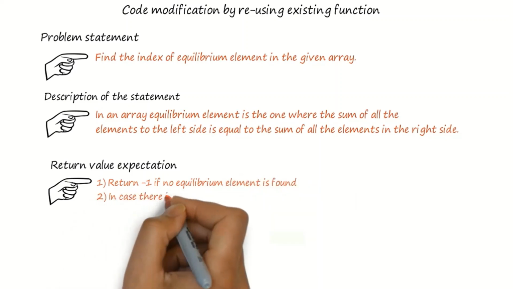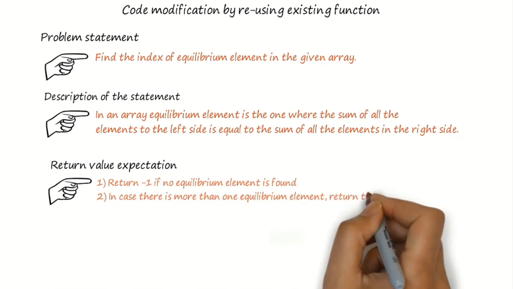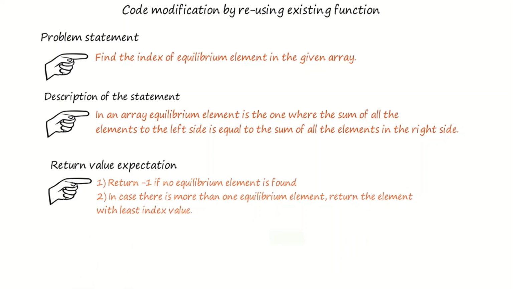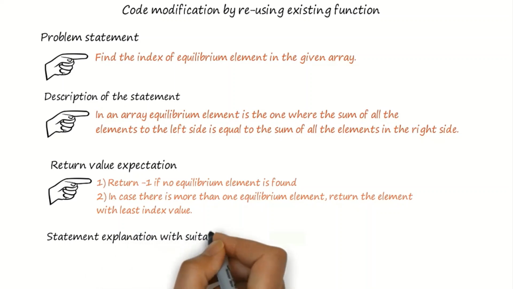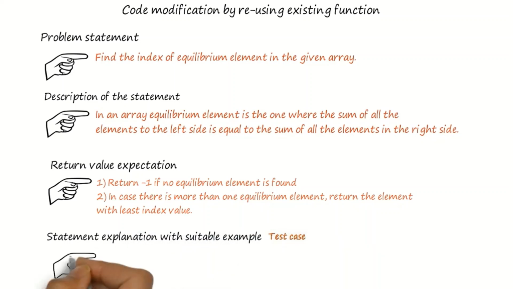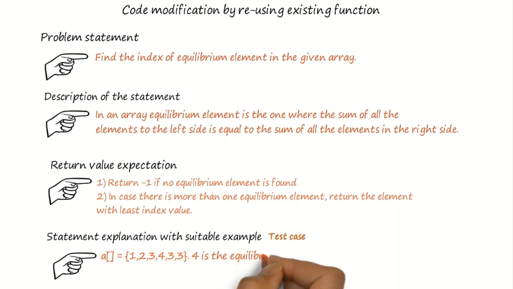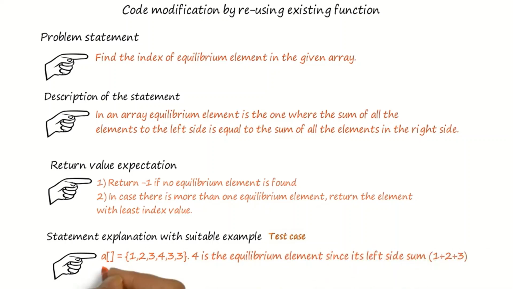Also, critical cases like if more than one index value is found, then what to do? It is also provided by CTS in the question under return value expectation. Also, a test case will be provided. Test case is basically an explanation of the problem with an example. Here at left side of 4 we have 1, 2, 3. Adding them we will get 6. Also at right side of 4, if we add 3 plus 3, then we will get 6. 4 is the equilibrium index point.